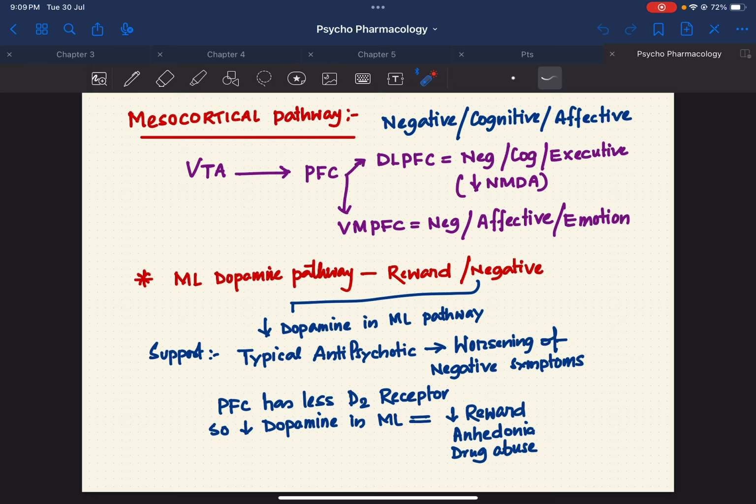Now, the prefrontal cortex has two parts. One is the dorsolateral prefrontal cortex. The other is the ventromedial prefrontal cortex. The medial part is related to affect or emotions. If it is dorsolateral, it is related to the executive function, to cognition. That is very, very important. We need to remember it, because whenever we talk about the drugs and where the drugs will target, it is important to know.